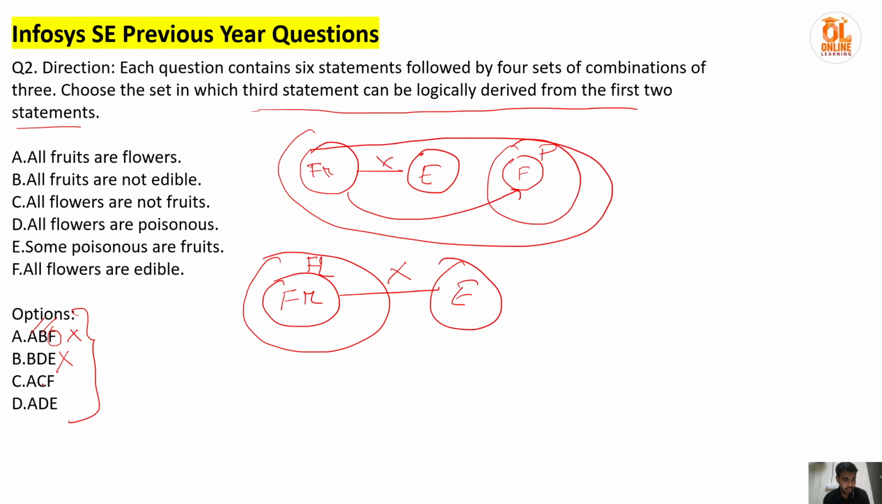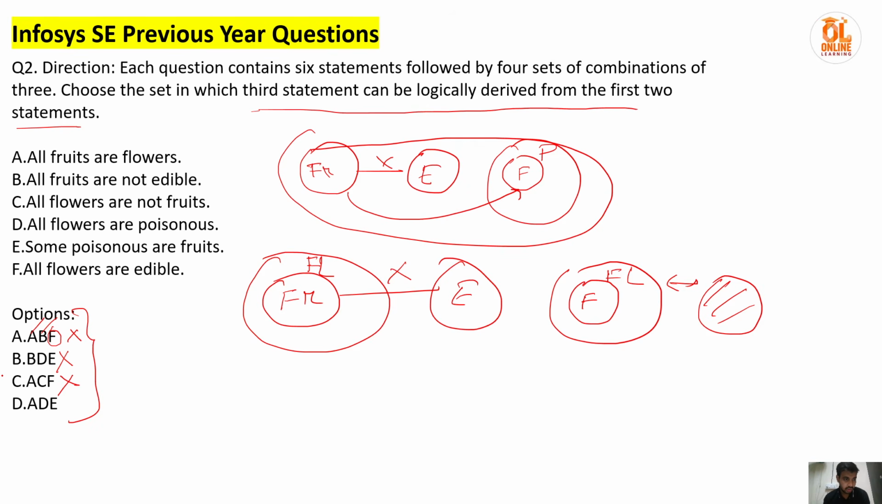Okay, now we are moving to ACF. What is A? All fruits are flowers. Then C. All flowers are not fruits. Understood. Then F. All flowers are edible. They have not given any relationship regarding edible in these statements. So we cannot assume that again. So this is also wrong.